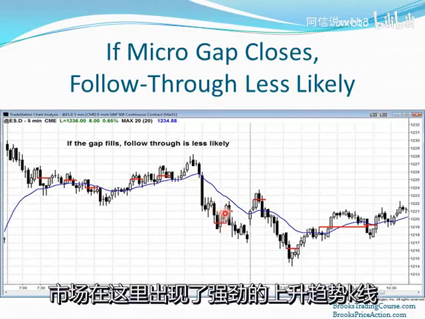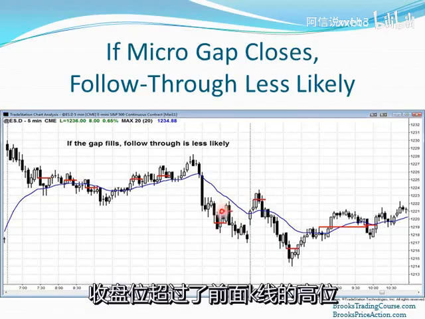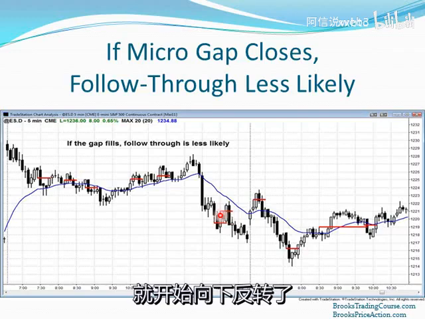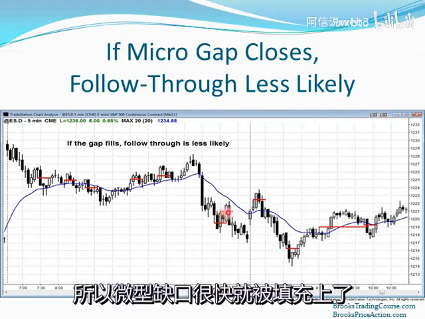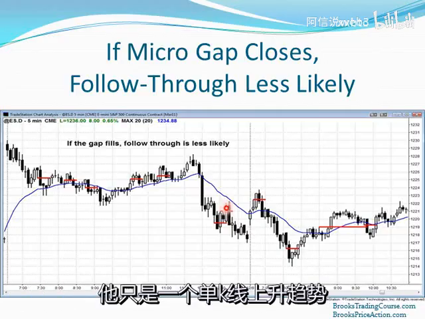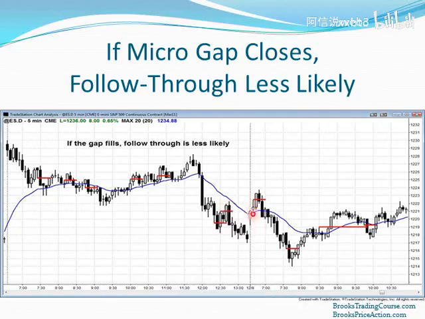Here's a bull reversal bar. The market had a strong bull trend bar here, it closed well above the highs of these bars, but the next bar, instead of staying above the highs of these bars, quickly reversed down below the highs of those bars. So the micro gap immediately closed. This trend bar basically is an exhaustion gap on the part of the bulls. It's a one-bar bull trend.